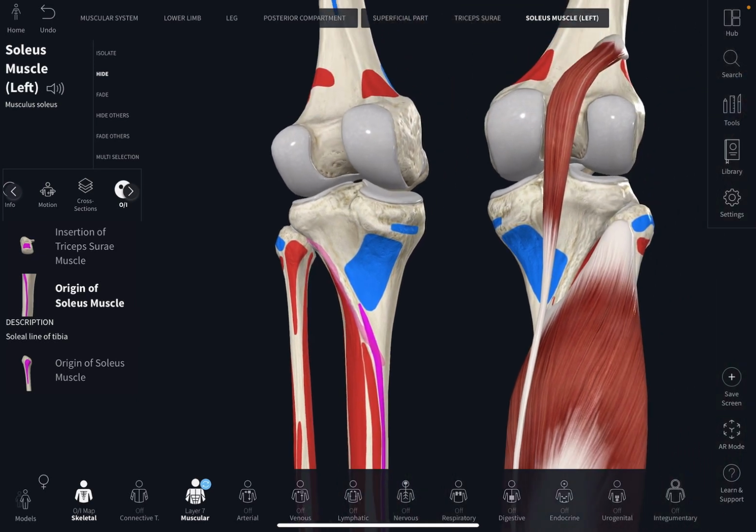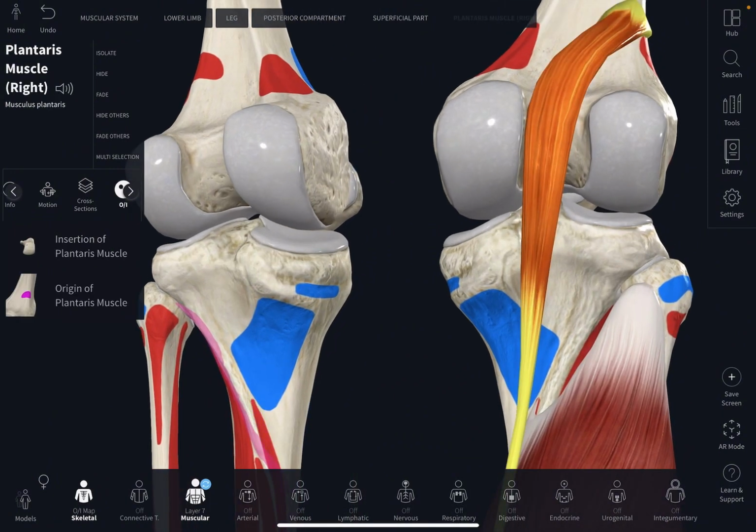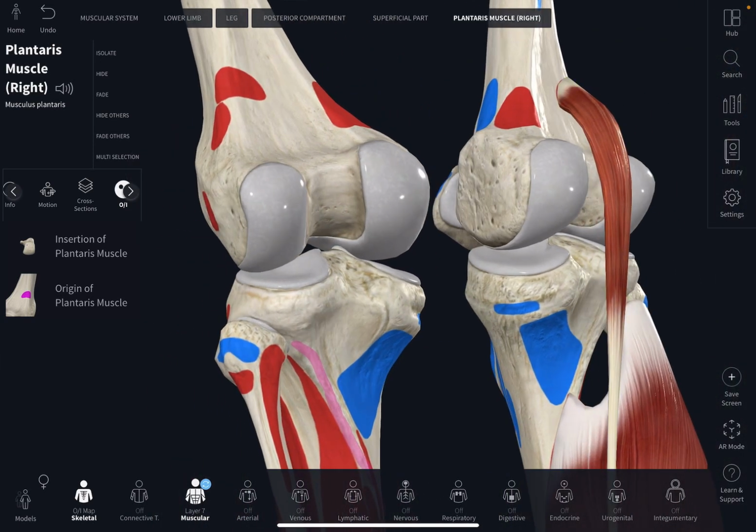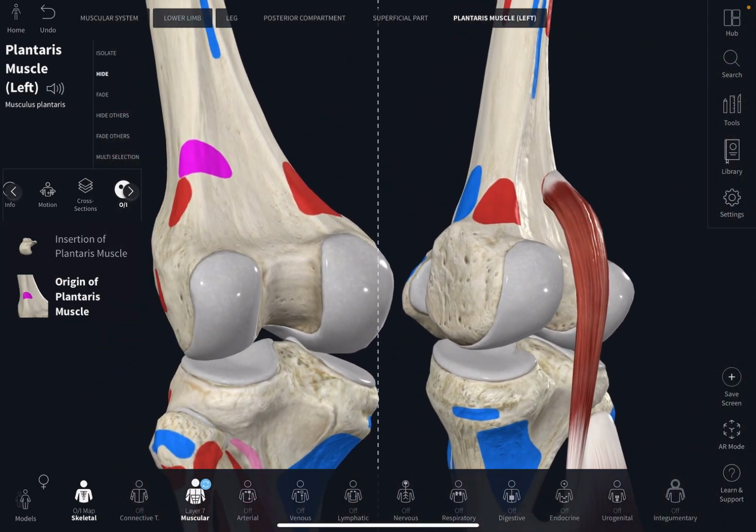Lastly, we're going to have the plantaris muscle. And this is kind of a vestigial muscle. 5 to 10% of people don't have this muscle. And it's going to attach itself to the lateral supracondylar line right here.